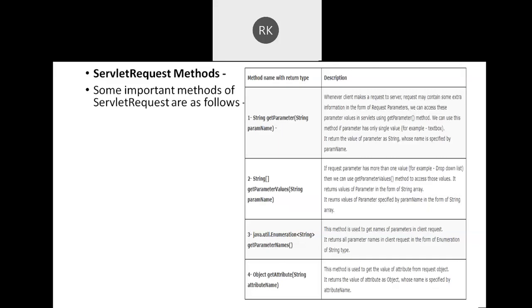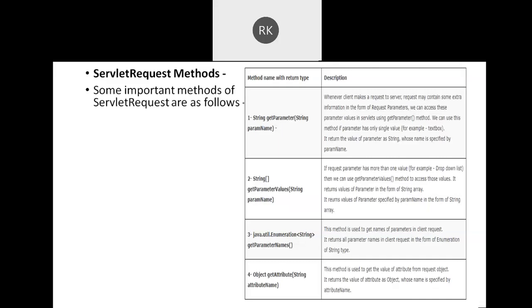Next is getParameterValues. If the request has more than one value, for example, you can have a drop down list where you may have the choice of selecting more than one item. Or you can have checkboxes. Let's suppose it is asking you your hobbies, so you can have more than one hobby, and you can select multiple options from there. In that case, what will it return? It will return an array.